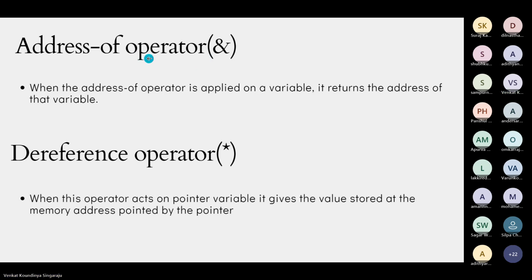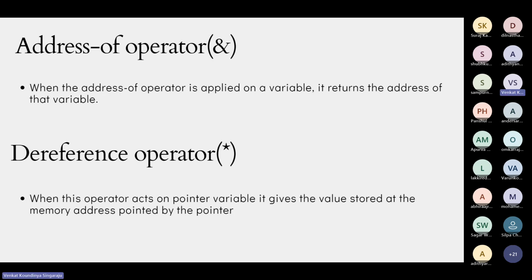The first operator is the address of operator. It is denoted by and, generally called ampersand. When you apply this operator on a variable, you get the address of that variable. Let's say there is an integer variable, call it y. You use ampersand y, you get the address of the memory location where that variable is present.